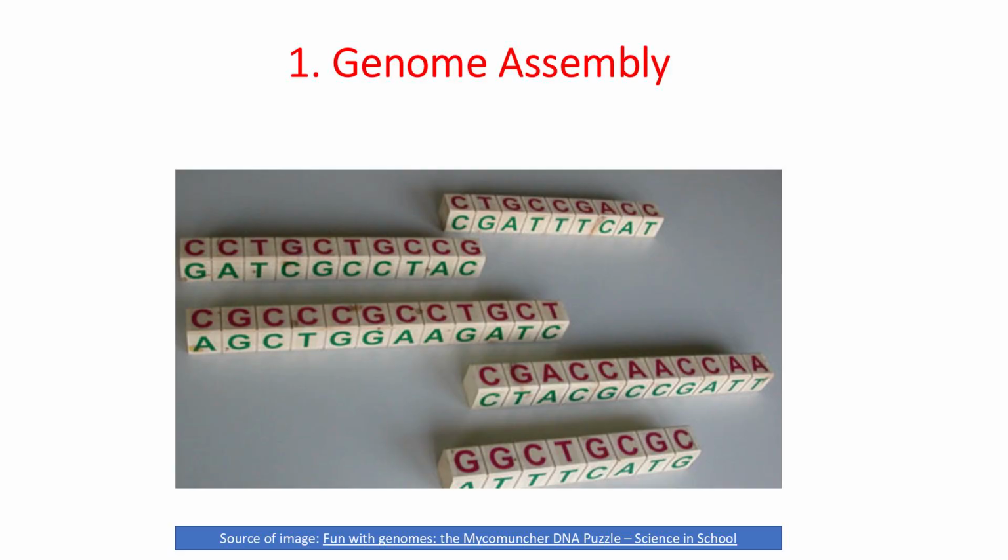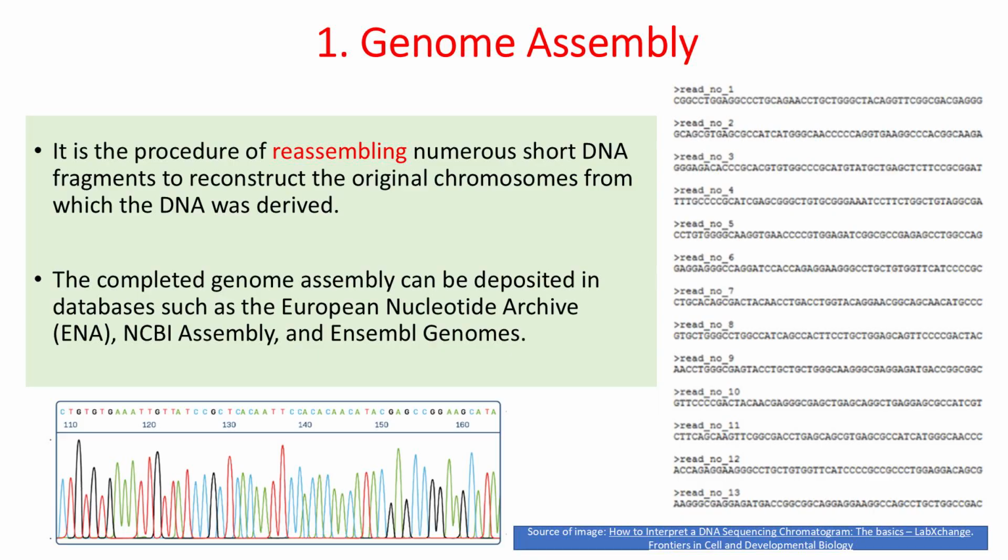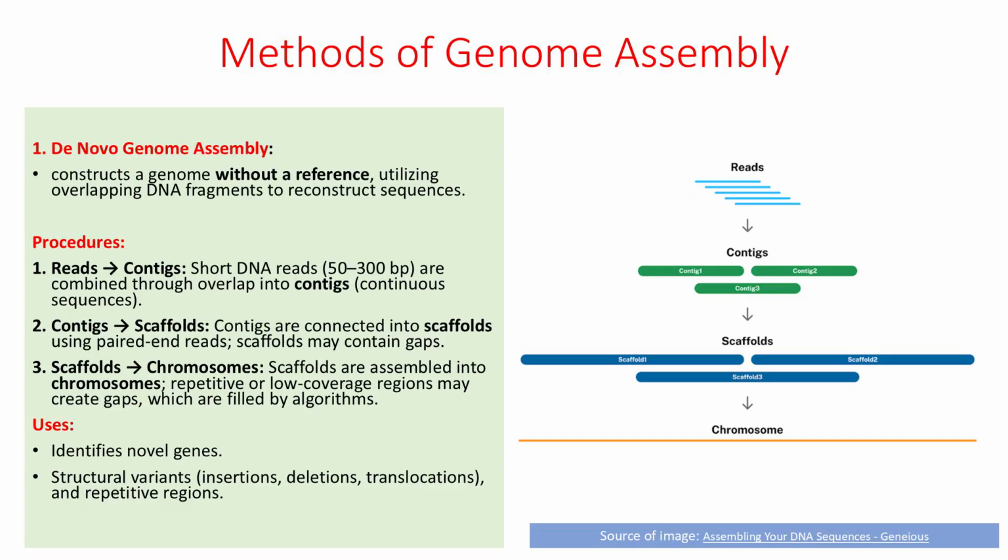Genome assembly involves piecing together DNA sequences to form a complete genome, a foundational step in annotation. Reassembling short DNA fragments reconstructs original chromosomes, with completed assemblies stored in databases like ENA and NCBI. De novo assembly constructs genomes without references, using reads, contigs, scaffolds, and chromosomes to identify novel genes and variations.